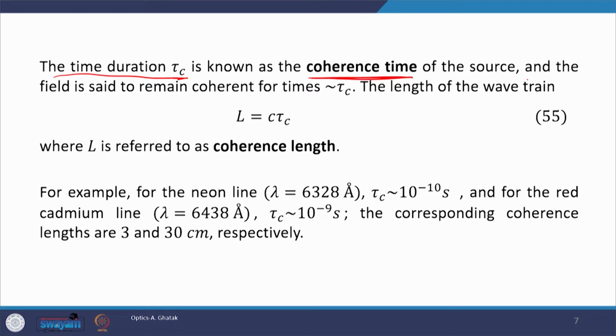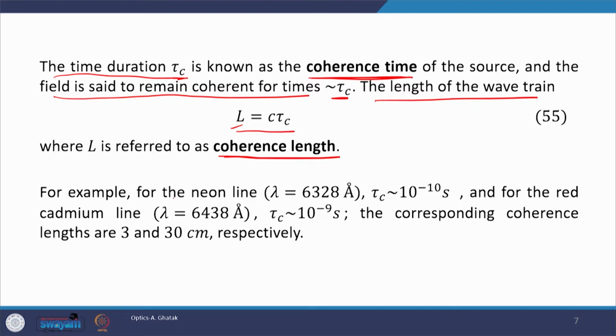Now, this time duration tau c is known as coherence time. And the field is said to remain coherent for times of the order of tau c, and therefore, suppose light is emanating from some source and the wave train has a temporal length of tau c, then this tau c defines the coherence time of the source. Now, during this time the wave travels c into tau c distance, and this is the length of a wave train. And this length is referred to as coherence length. The tau c is coherence time and the corresponding length is called coherence length.